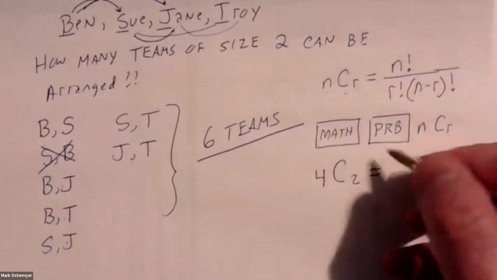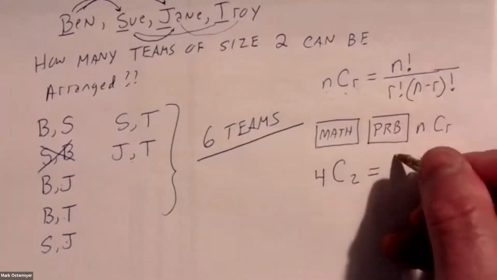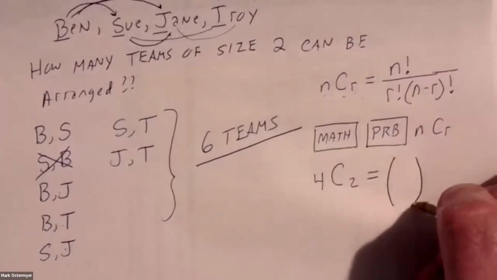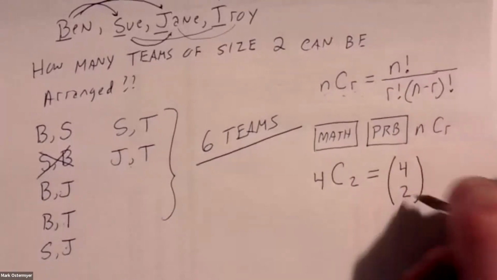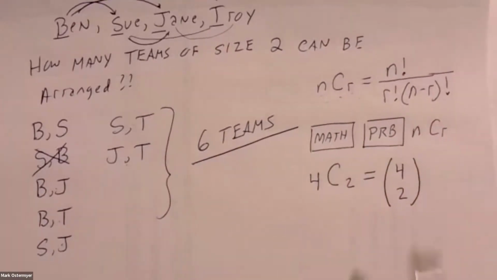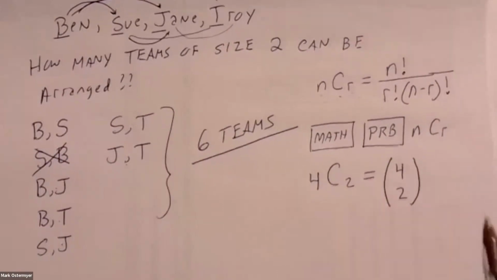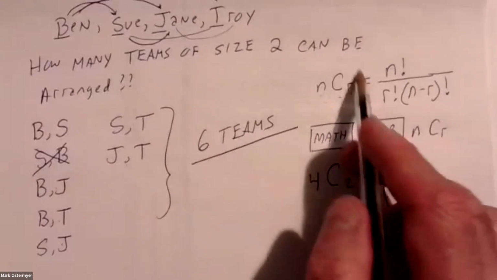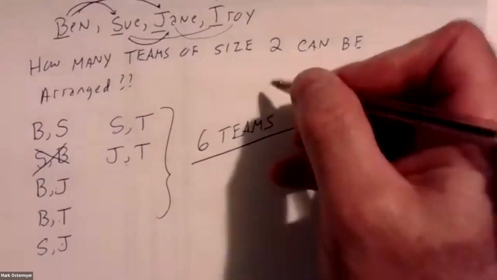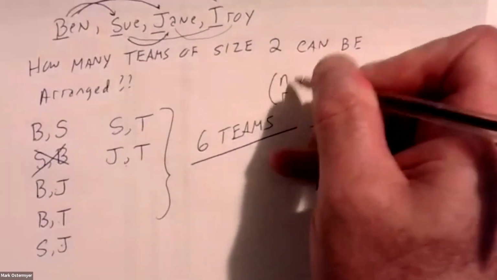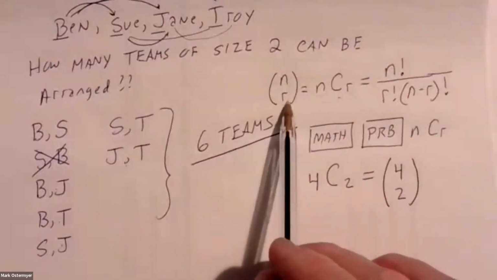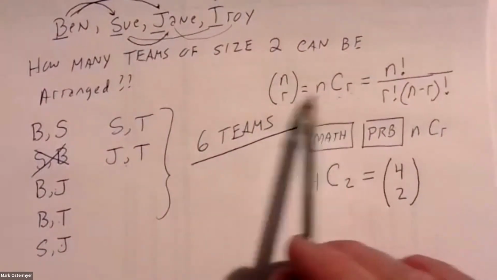By the way, some textbooks use a different notation for the combination function. Some textbooks use this notation, and this notation means the same thing as this. So in general, some textbooks use this notation for combination, and some textbooks use that notation. These notations mean the same thing.